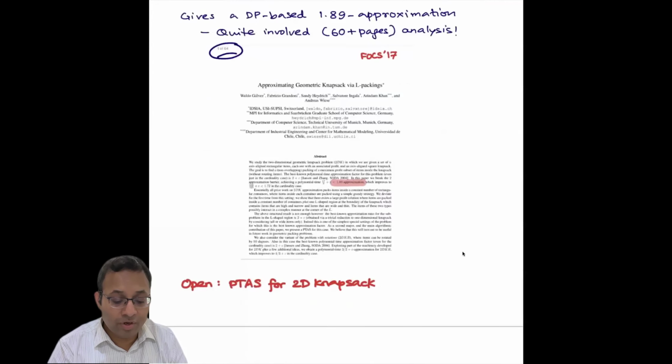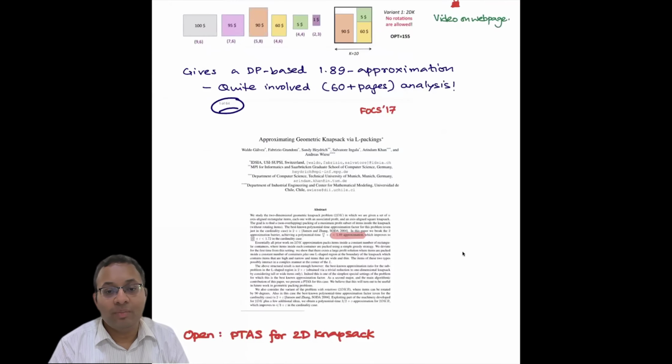And for 2D knapsack, one of the big open questions is if there is a FPTAS. I mean, we already saw FPTAS for 1D knapsack. And it is known that for this problem, we will not have a FPTAS, but a PTAS is still a possibility. So it's a big open question in approximation algorithms, whether there is a PTAS for geometric knapsack or not.